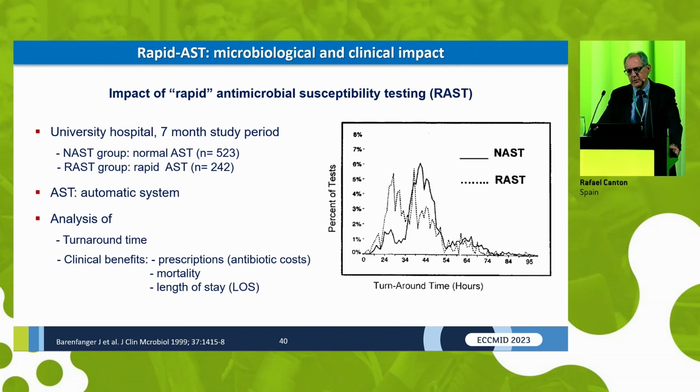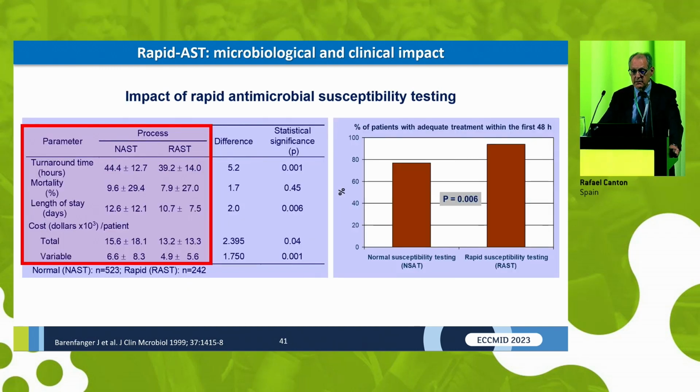And going back to the literature, I like this paper from 1999, that takes the idea of the rapid antimicrobial susceptibility testing, the RAST, versus the normal antimicrobial susceptibility testing. This was done with an automatic system that can release the results starting in 8 hours, before the normal 16 to 18 or even 24 hours. They constructed a curve and obtained different results regarding the impact of the antimicrobial susceptibility testing results. The turnaround is obviously reduced with that.